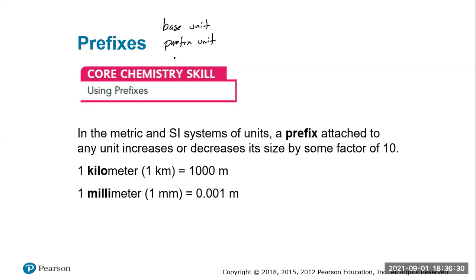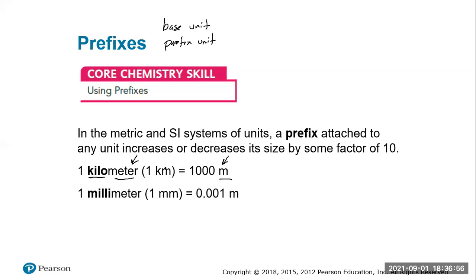What I mean by that is when we look at something like kilometer and meter, the base unit here is the meter. The prefix unit is the kilometer. So there's always a base unit, for example, milliliters and liters. Liters is the base unit, milliliters is the prefix unit.